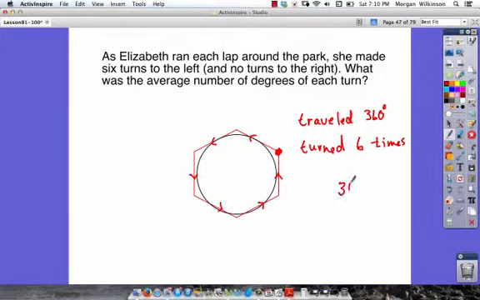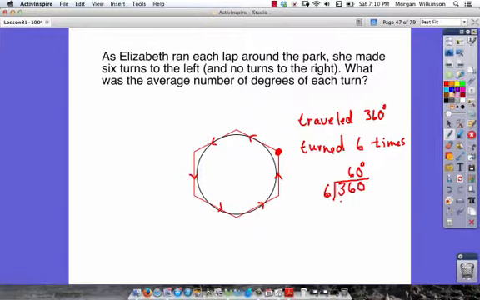So 360 divided by 6. 6 goes into 36 6 times. That's 36 with 0 left over, so our other 0 has to come up. She traveled an average of 60 degrees each turn.